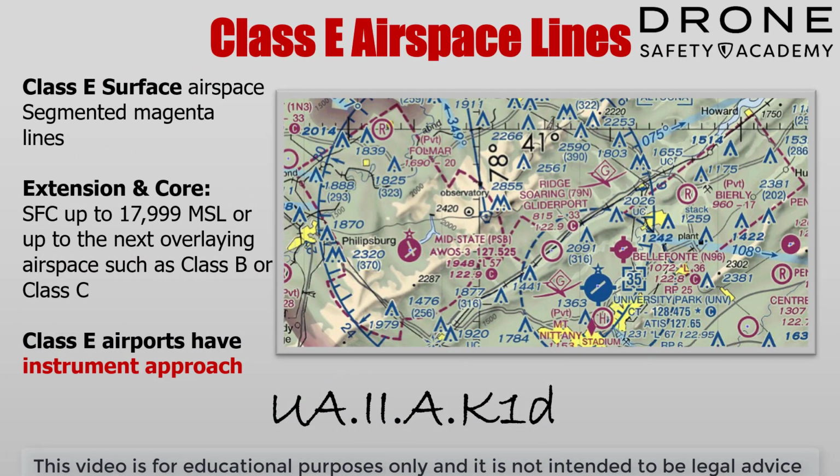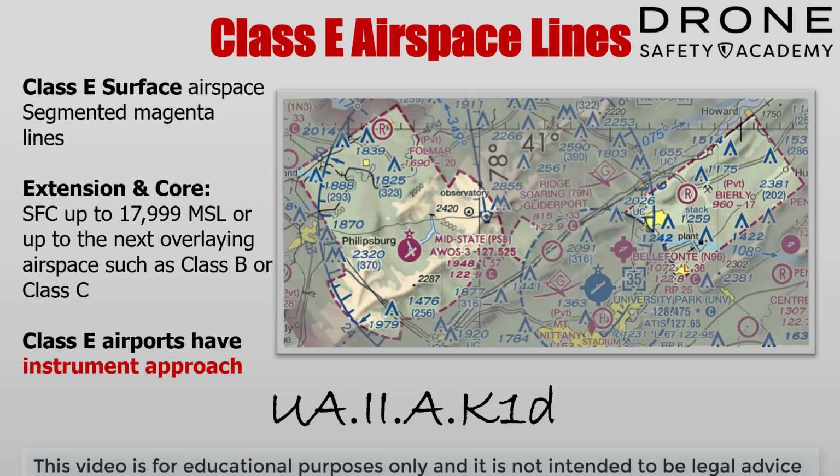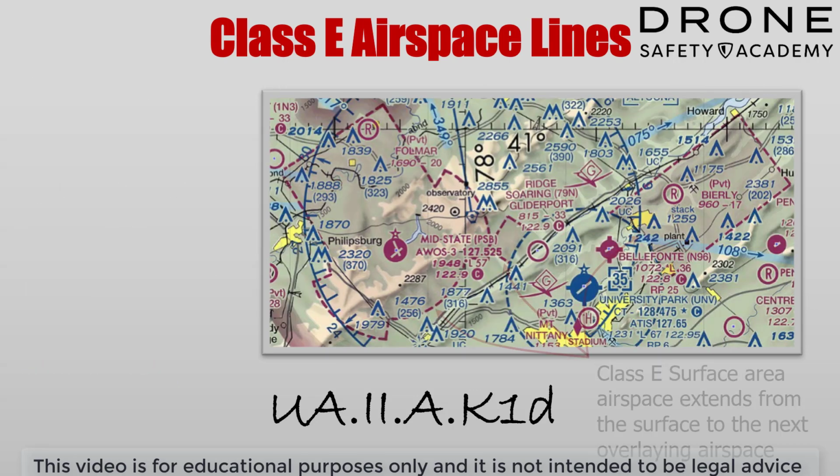Here we're going to take a closer look at Class E surface airspace, which is identified by segmented magenta lines. In this example, we have a core and 2 extensions. In any case, all 3 of these Class E surface airspace extend from the surface on up to 17,999 feet MSL, or up to the next overlaying airspace such as Class B or C. It's important to note that Class E airports have instrument approach.